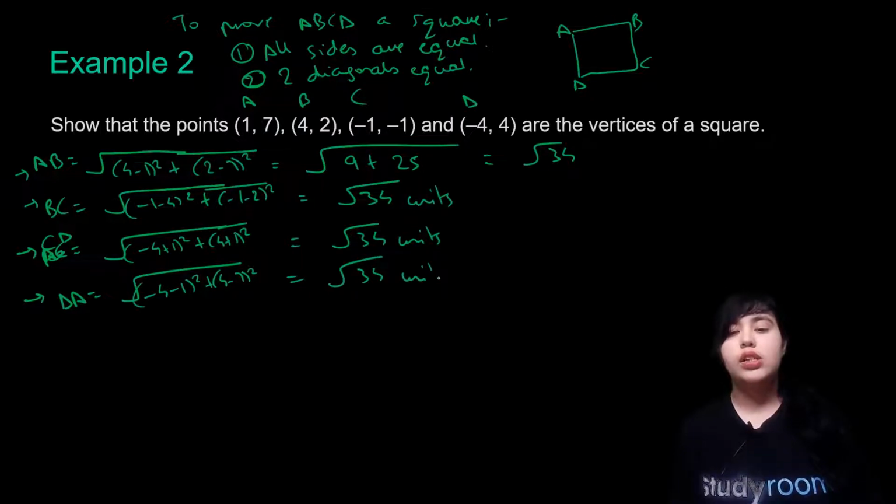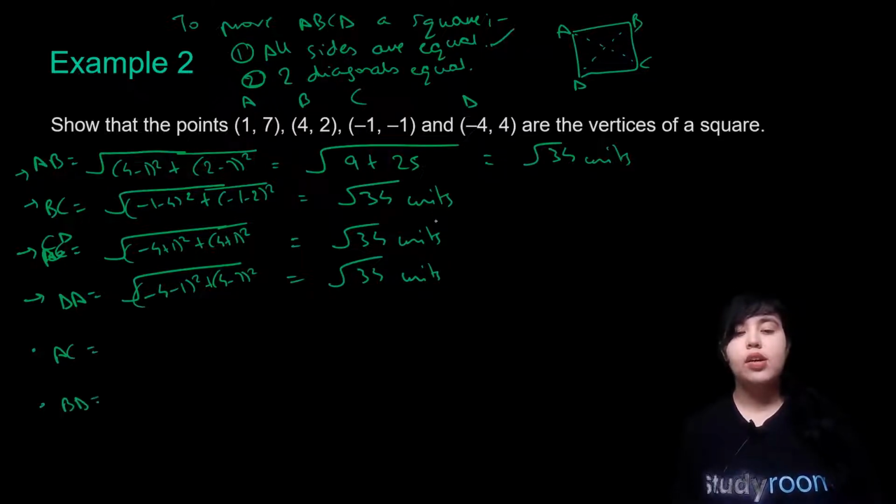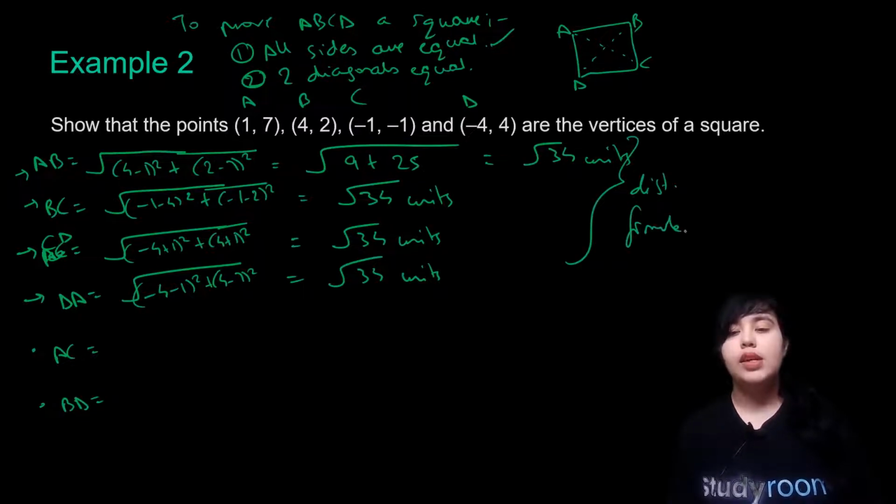So the first condition has been proven. All sides are equal. Then let's find out the diagonals. What are the diagonals here? AC and BD. So find out these lengths also, AC and BD. Okay, you can give the reason over here somewhere using distance formula. The same reason you can give for the diagonals as well.